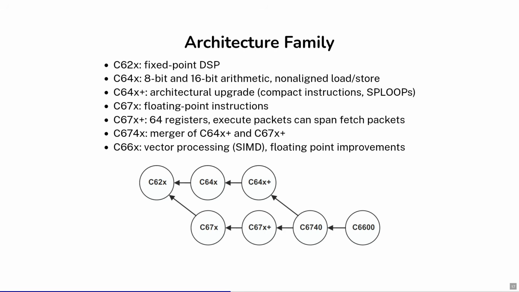Then there's the 67X versions, which are floating point instructions, and the plus version adds new registers, so we have these 32 registers per register file then. Also at that point, it changes that we can actually have parallel instructions across fetch packets, but that's not something we'll have to deal with here. The 674 version just merges two versions together again, and the last version we'll not discuss in detail. It would add vector processing.